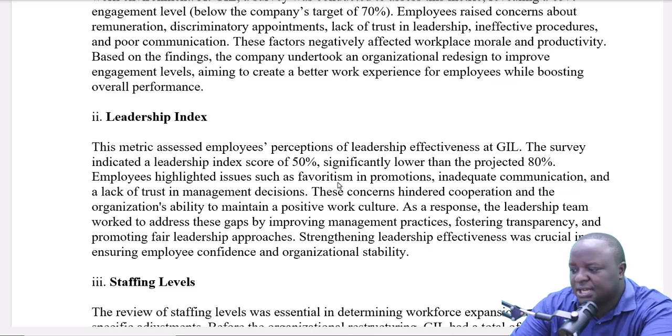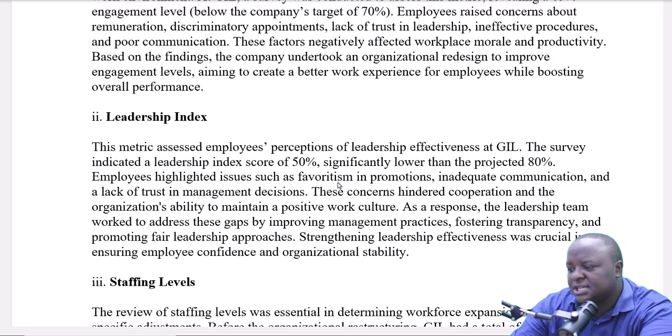So these concerns hindered cooperation and the organization's ability to maintain a positive work culture. In other words, you will find that there was a cold war between management and employees, because as we have seen evidently, there was no good relationship between the management and employees.